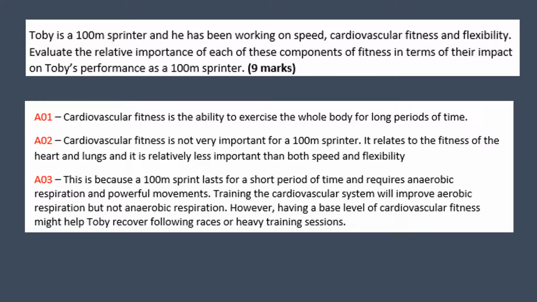For our next paragraph, we can look at cardiovascular fitness. So cardiovascular fitness is the ability to exercise the whole body for long periods of time. So we're showing that knowledge for our AO1. We now can discuss the relative importance. So cardiovascular fitness is not very important for a 100 meter sprinter. It relates to the fitness of the heart and the lungs, and it is relatively less important than both speed and flexibility.